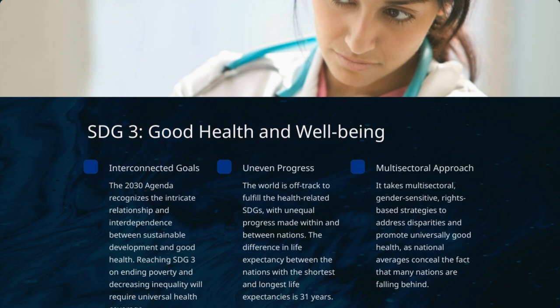Right now, the world is off track when it comes to achieving the health-related sustainable development goals. Progress is uneven both within countries and between them. For example, the difference in life expectancy between the countries with the shortest and longest lifespans is a staggering 31 years. That's a huge gap and highlights just how unequal health outcomes can be.